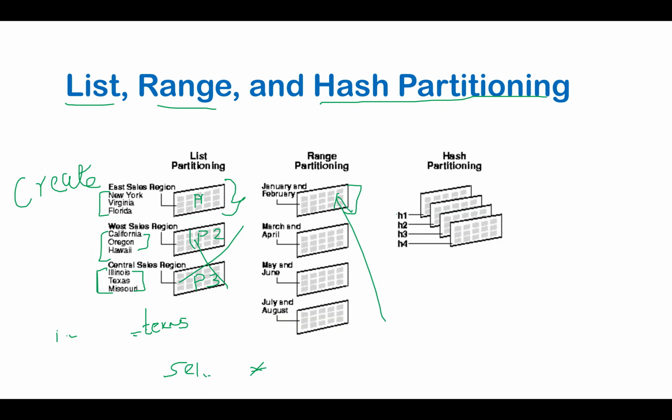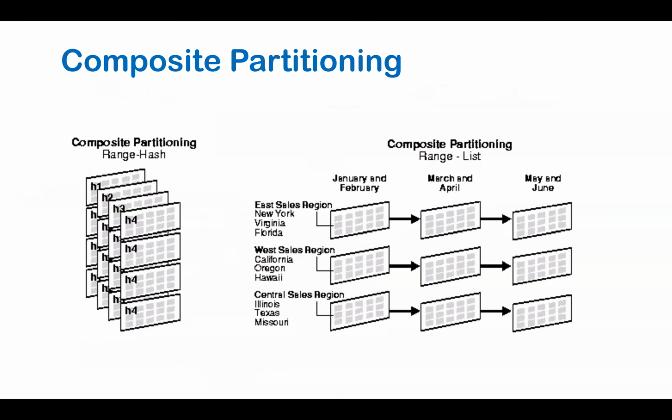Then hash. Hash means we are not going to define just column names. You define the column, and a hash algorithm will generate a hash key. You know the hash key, right? Some 32-bit hash key will be generated. Based on that, it will put the row into one particular partition. Whichever column we define the hash on, if the data changes in that column, the partition will change.